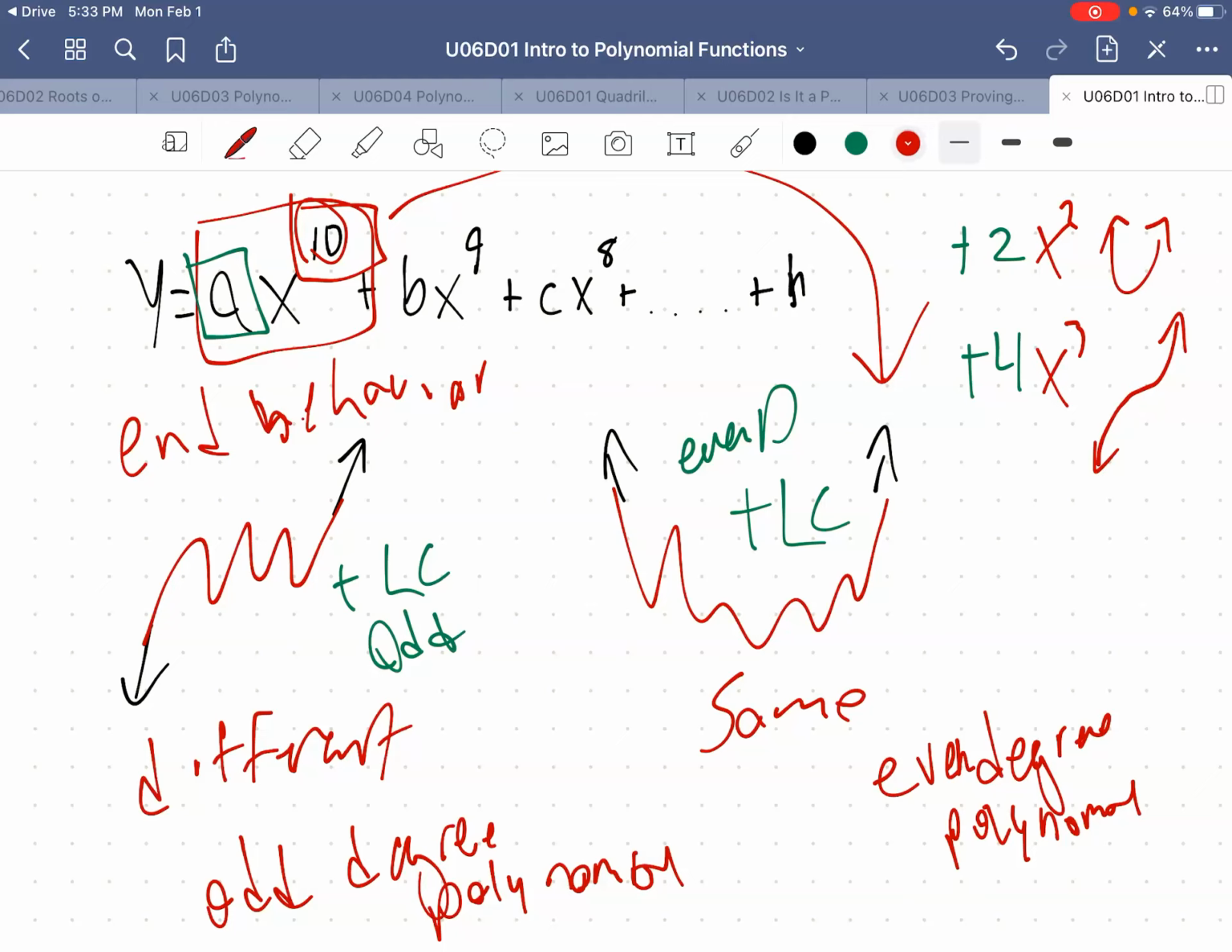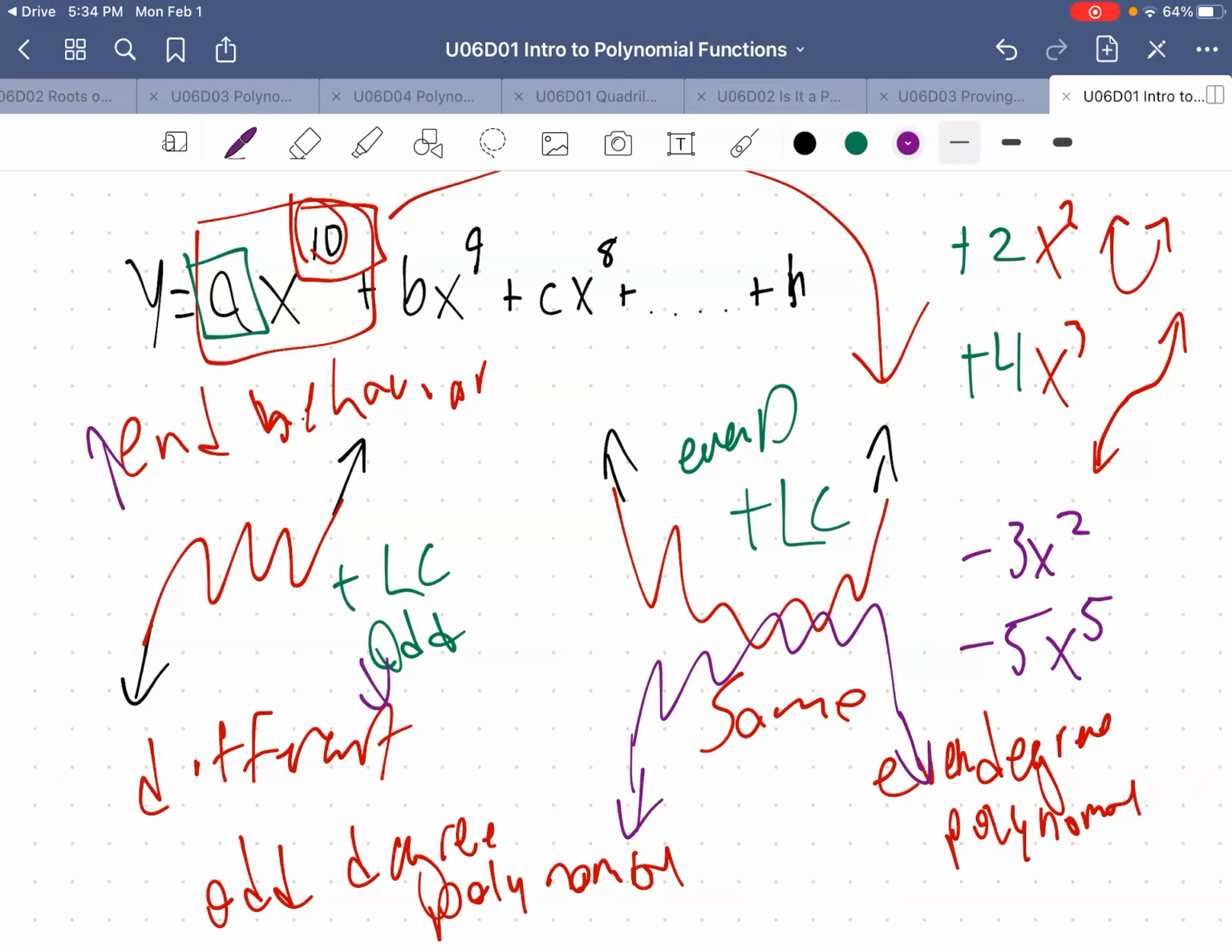If the leading coefficient is negative, such as negative 3x squared, the graph would have an end behavior that goes down on both sides, and then something would happen in the middle connecting the two ends. Whereas a negative odd degree, so let's say negative 5x to the 5th, would actually start by going up on the left and ending down on the right, and something would happen in the middle. So the negative graphs have the opposite end behavior.